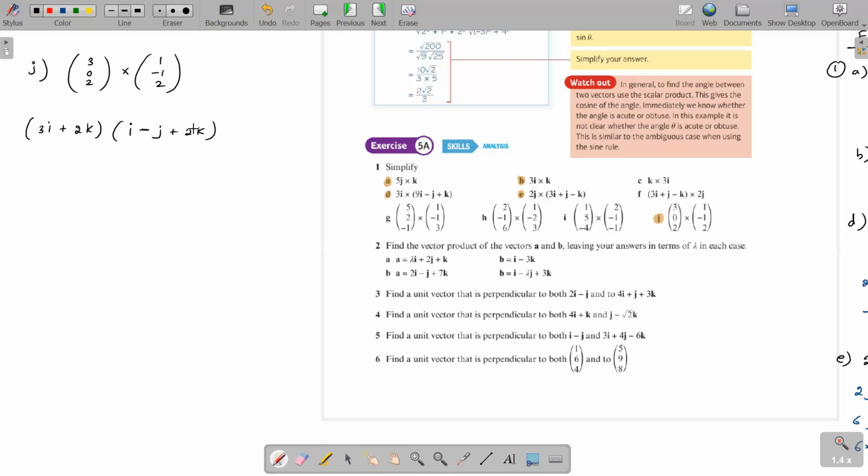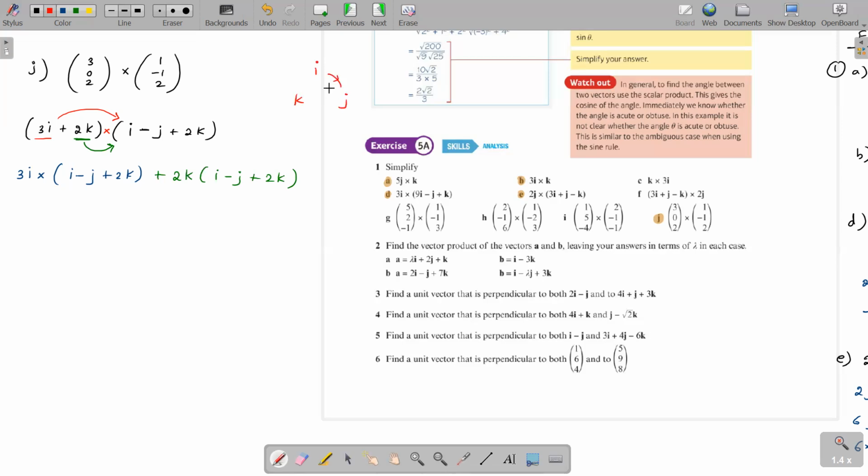Are you with me? How do we expand this? First 3i, now it's a cross product here. So 3i, you have to take the cross product with the entire bracket. So 3i cross product with i minus j plus 2k. Remember, this is not just a multiplication sign. This is the what sign? It's the cross product sign. Okay, not the multiplication. It's the vector cross product that we are doing here. And then along with the 2k, again I multiply my whole bracket. 2k times i minus j plus 2k. Are you okay with this? Open brackets and apply the cross product.